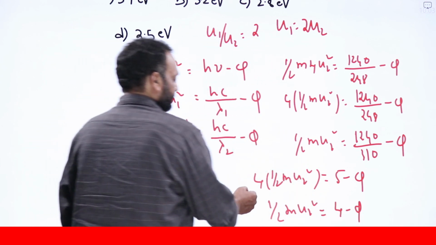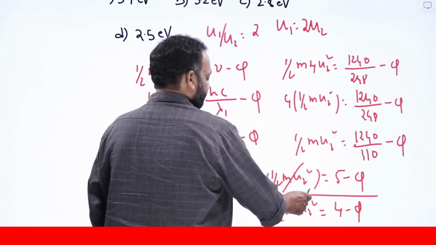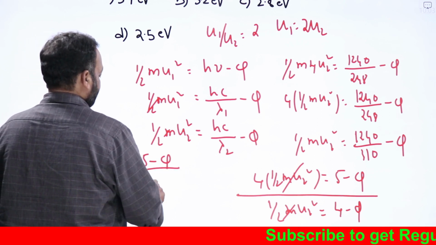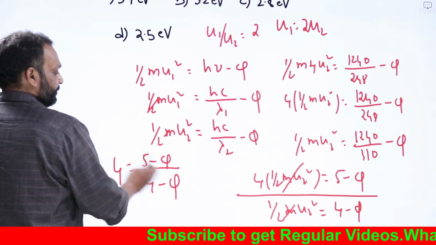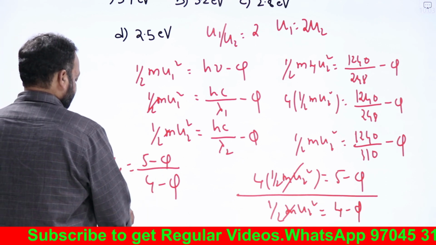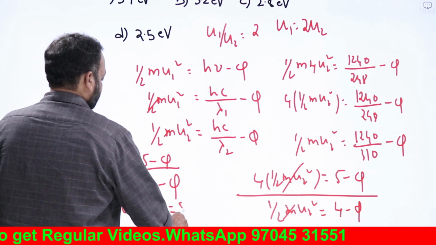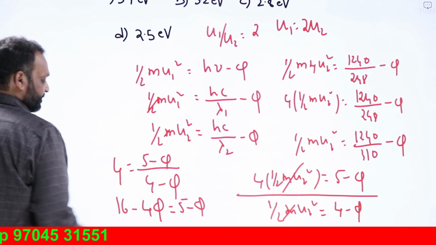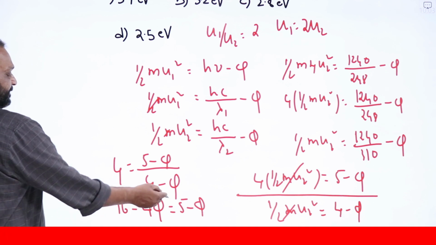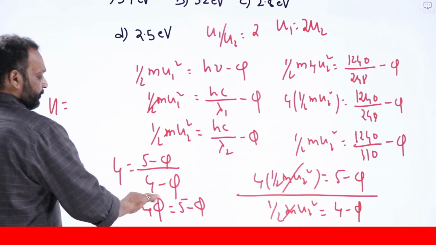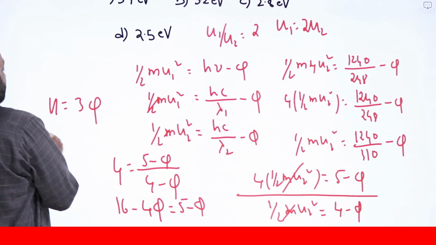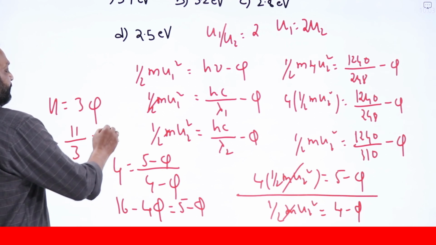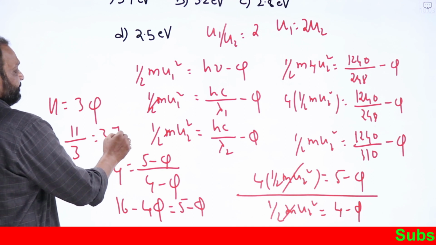Now you simply divide these two equations. Half m u2 square, half m u2 square will get cancelled. That is 4 is equal to 5 minus phi by 4 minus phi, or cross multiply, 16 minus 4 phi is equal to 5 minus phi. So take this 4 phi to the other side and bring that phi to this side. 16 minus 5, 11, equal to 4 phi minus phi, it is 3 phi, or phi equal to 11 by 3, roughly around 3.7. So phi equal to 3.7 electron volts.